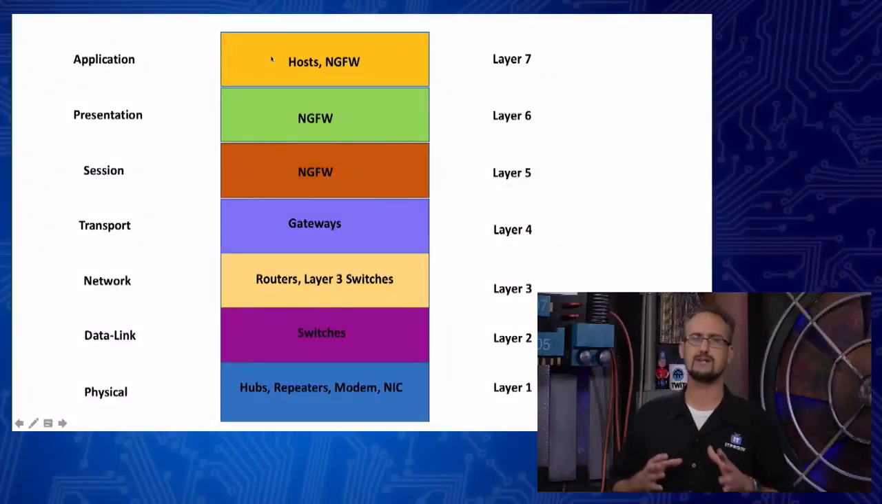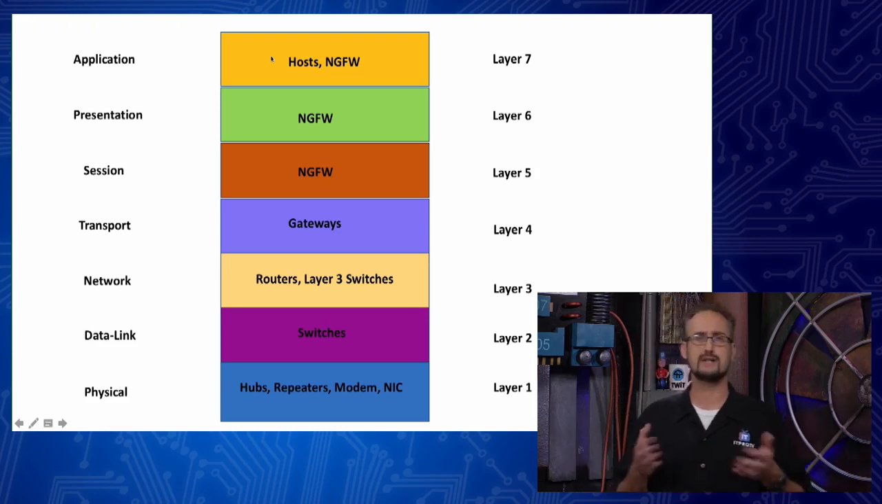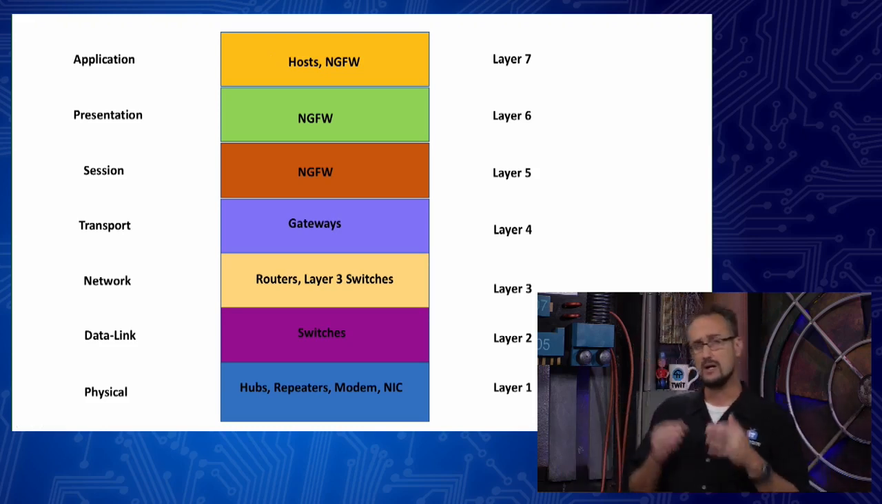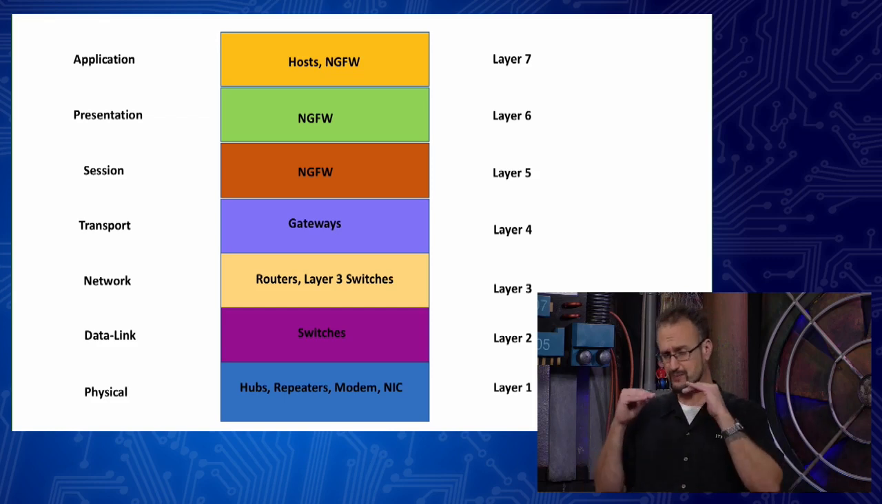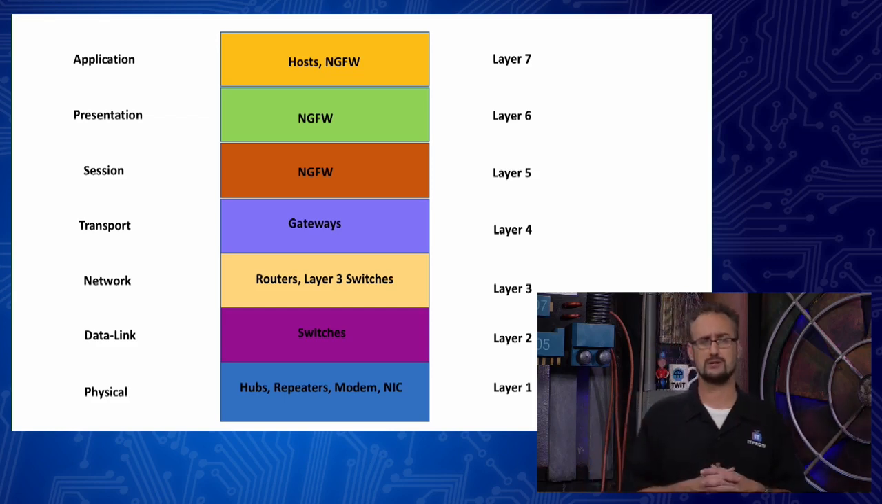And let me tell you why. When we talk about the devices that work at these layers, I got a little diagram that kind of shows you some of the different components that operate at each layer, right? Here's why I tell you, figure out what layer of the OSI model is having the issue.